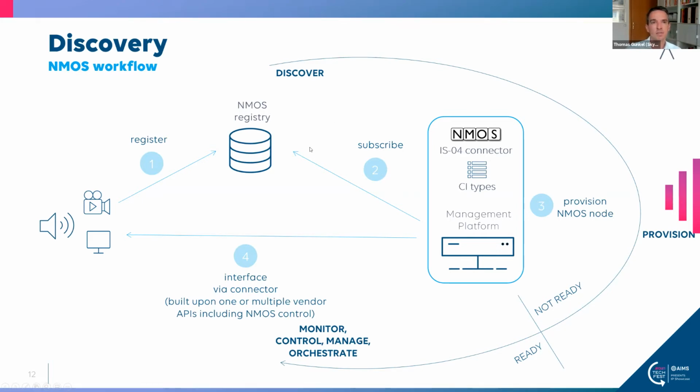Once we know there is something new, we can start provisioning the NMOS node. It's the same workflow. It's not ready yet, then it's ready, and we can start communicating with that node. That could be via an NMOS IS-05, IS-08, IS-07 protocol, or any other API, or even a mix of multiple APIs to build one of those connectors again.